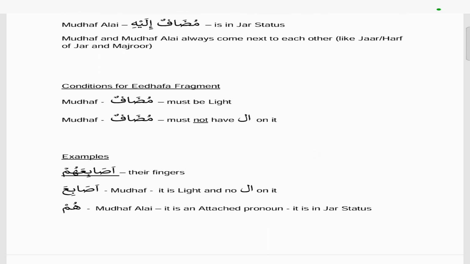The conditions for an idafa fragment are two. The mudaf must be light. Light meaning if it's an ending sound, we get rid of the tanween. So instead of having two dhammas, it has one. If it has two fathas, you convert it to one. And if it has two kasras, you convert it to one to make it light. And if we're talking about an ending combination and it has a noon on it, part of the ending combination, then get rid of the noon to make it light. So the mudaf has to be light. And the other rule is the mudaf cannot have an al on it. It can never have an al on it.